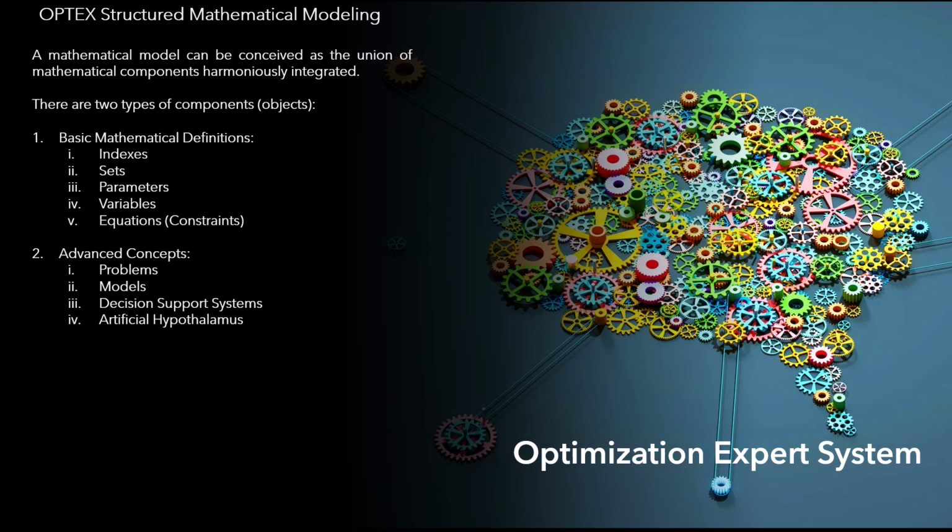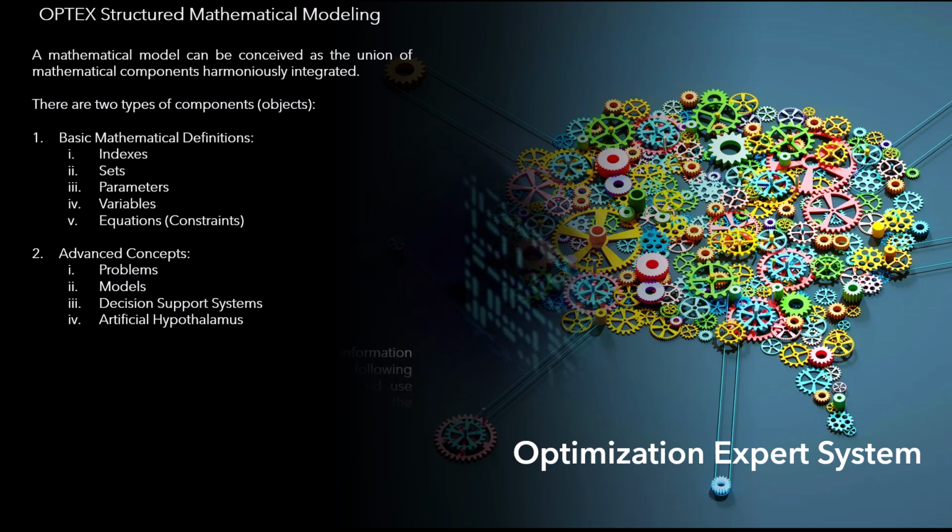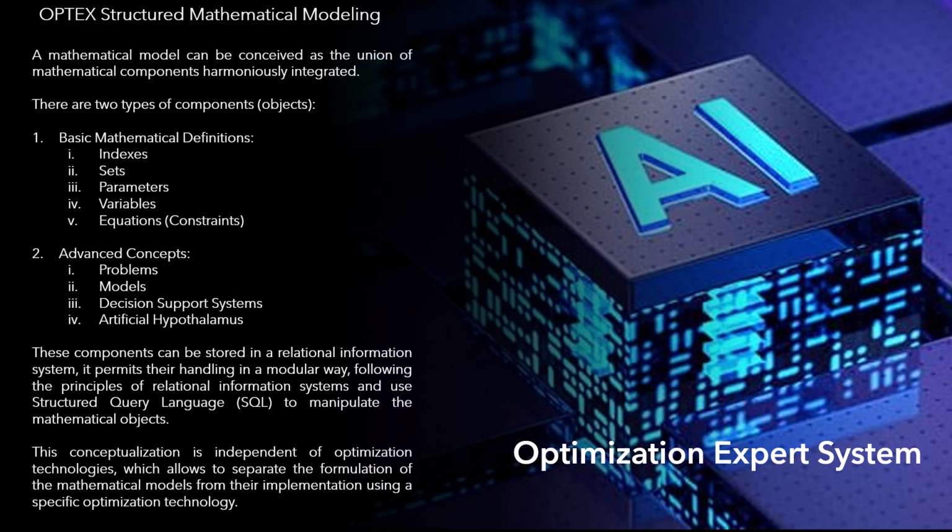A mathematical model stored in an information system can be conceived as the union of mathematical components harmoniously integrated. There are two types of components, or objects: basic mathematical definitions, indexes, sets, parameters, and equations or constraints; and advanced concepts, problems, models, decision support systems, and artificial hypothalamuses. These components can be stored in a relational information system. It permits their handling in a modular way, following the principles of relational information systems, and uses structured query language, SQL, to manipulate the mathematical objects.